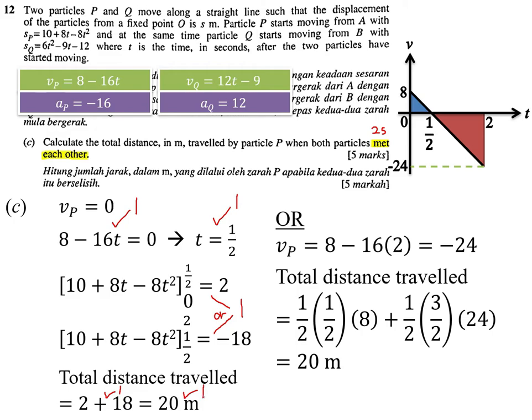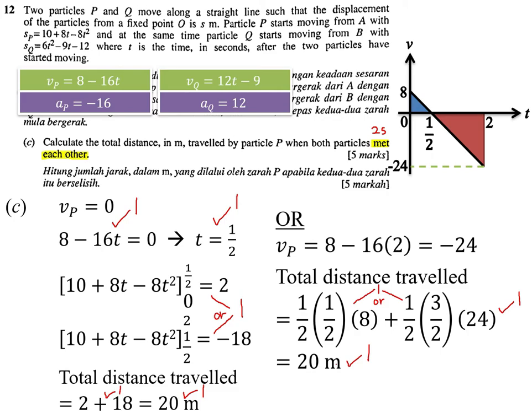If you are finding the triangle, same thing also, the first 2 marks will be given when you manage to get the time is 1/2. Finding the first triangle area or finding the second triangle area will give you the 3rd mark. Finding both areas and adding them together will give you the 4th mark. And the 5th mark will be your final answer, 20 meters.